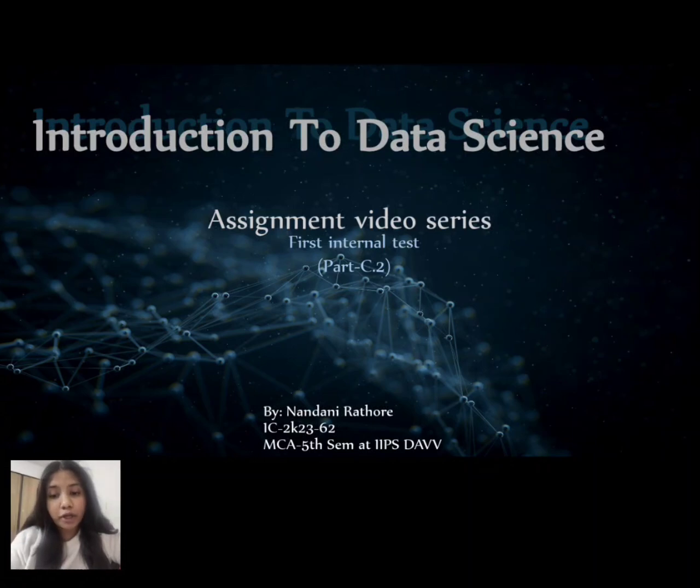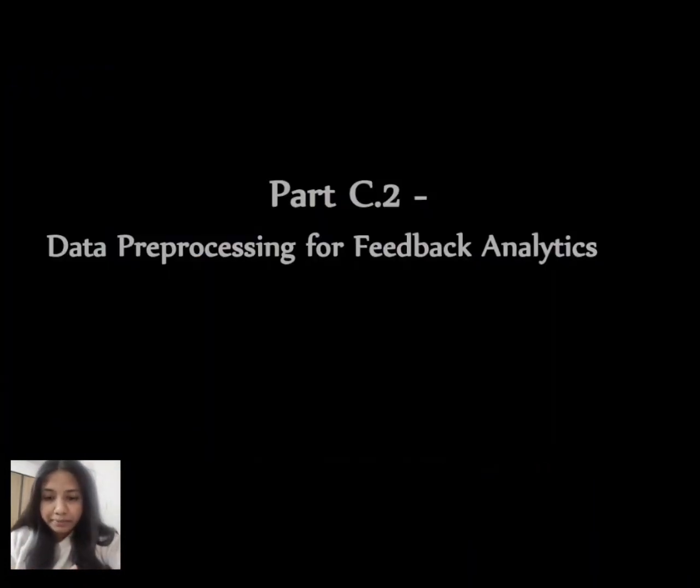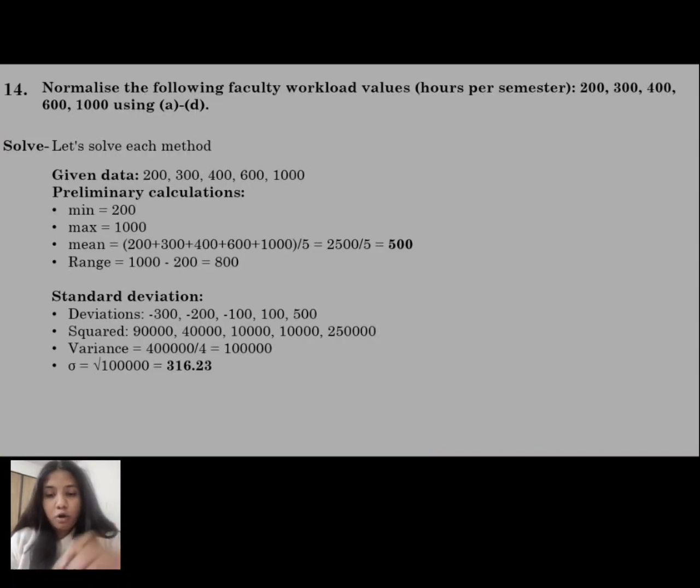This is the second part of part C. So here we'll continue with the leftover questions. So let's dive deep into it. Part C, data preprocessing for feedback analytics. Okay, so question number 14 says that normalize the following faculty workload values per semester.